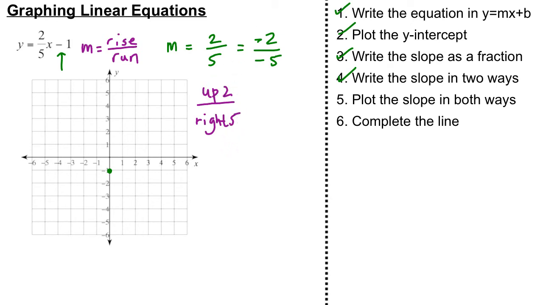And so let's go ahead and plot that out. We're going to start here, and from there we're going to go up 2 and right 5. So we go up 1, 2, and then right 5. 1, 2, 3, 4, 5. And we want to put another dot.